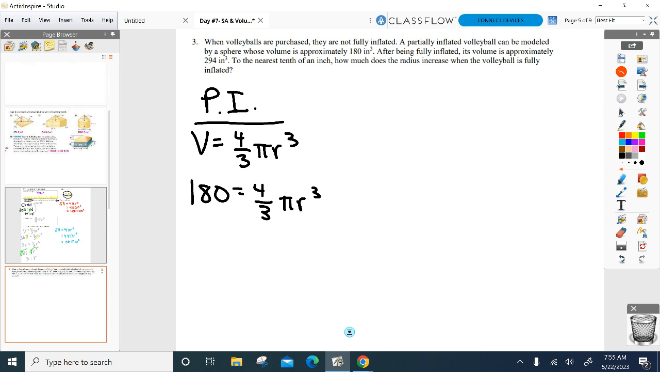So I'll let you guys go finish this. Find the radius of the partially inflated, radius of the fully inflated, and see what the difference is. How much did it increase by? Don't drop any decimals to the end. So write them all out for the radius at the end.